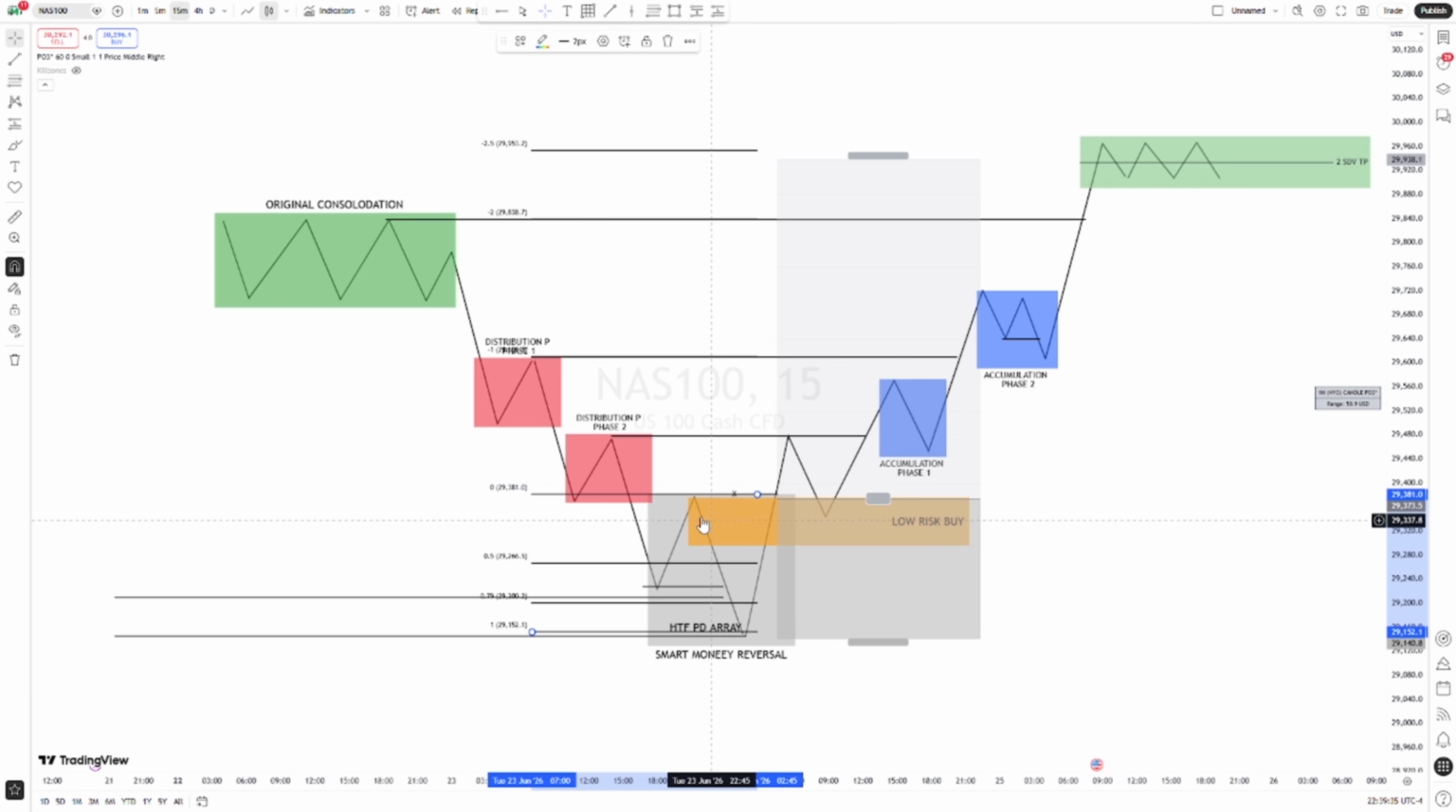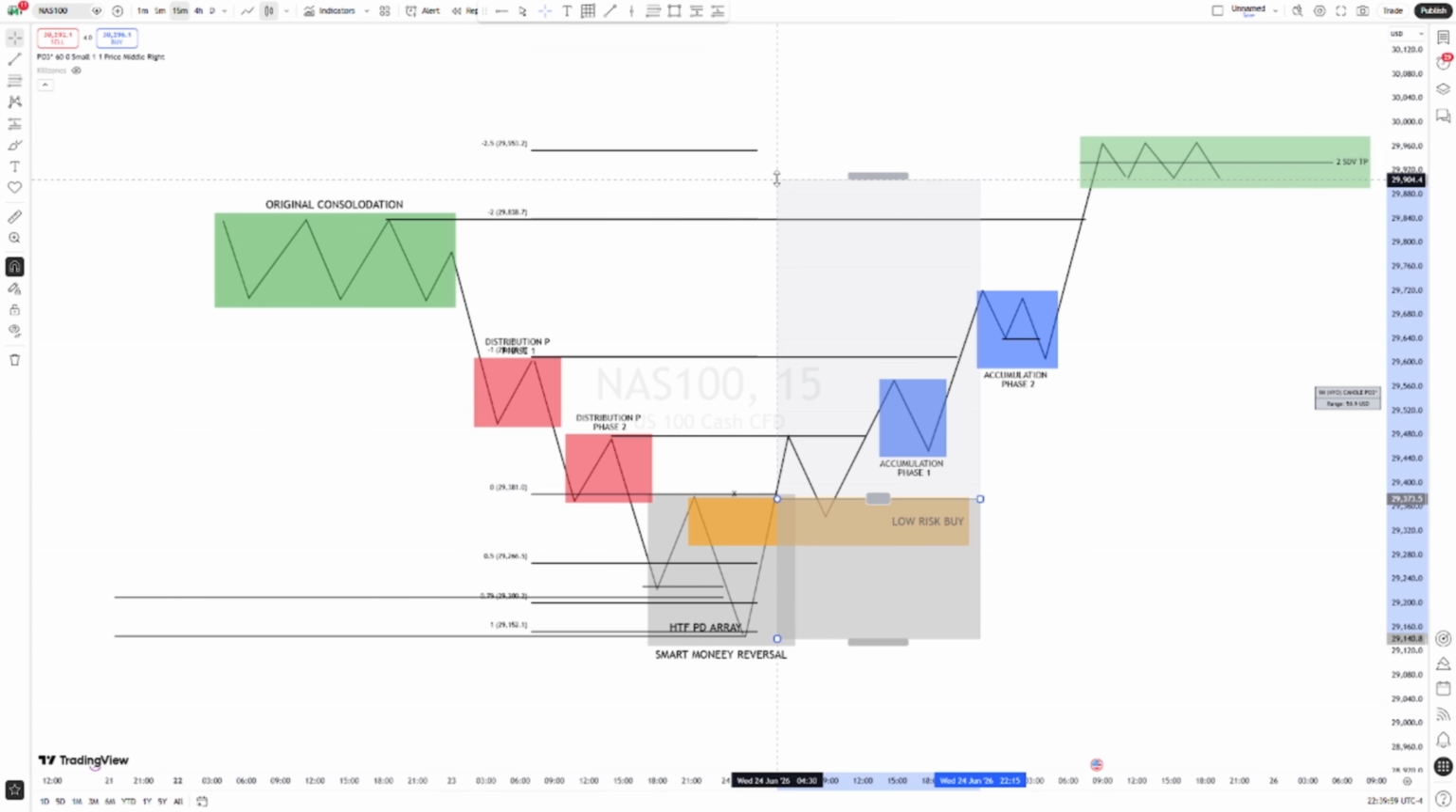So what I did is that this manipulation leg to the downside, this last manipulation leg to the downside, I took its low and its high, and the projections that it gave me are 2.5 and 2 standard deviation. Now it aligns well with my highs over here above the original consolidation. So now I'll put my TP at 50% of that range somewhere around here, right?